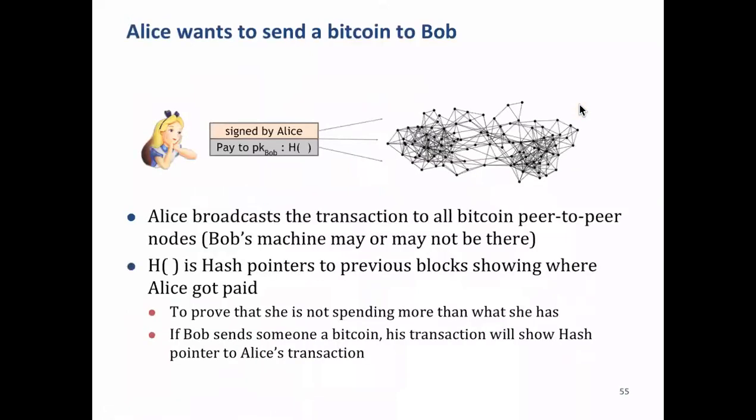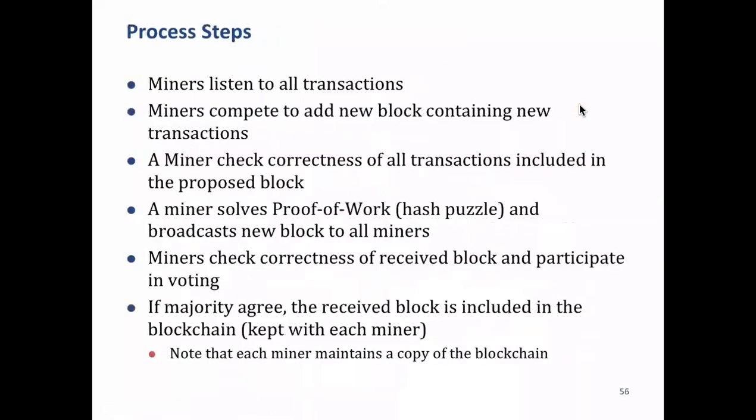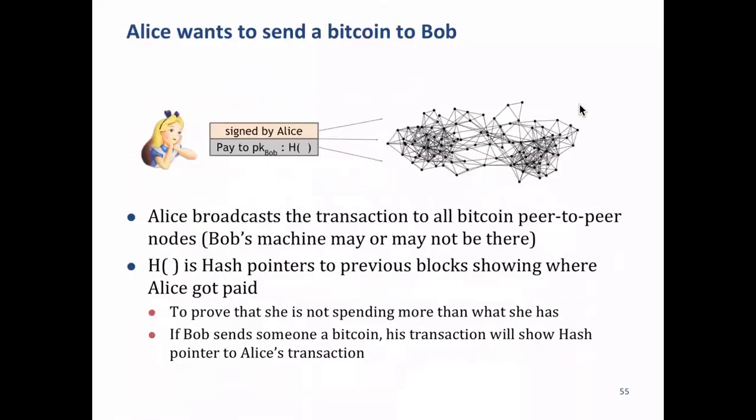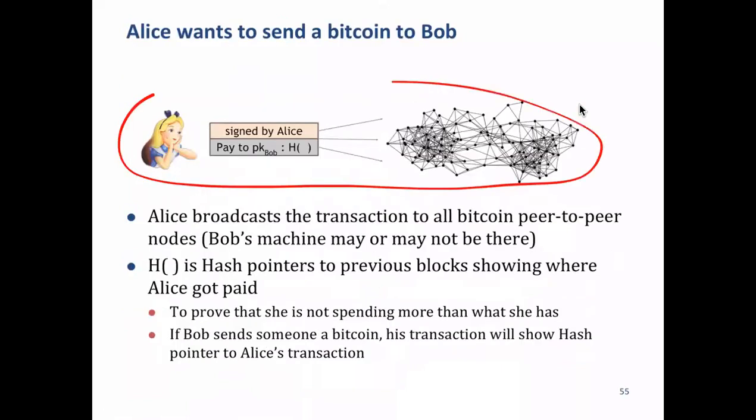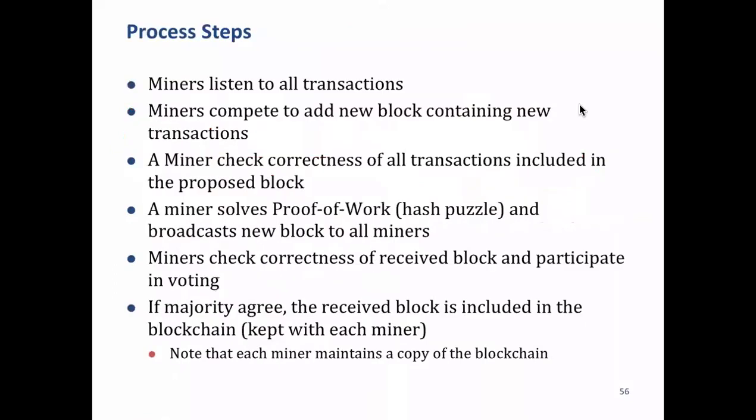All right. So the process steps are very simple. Alice first broadcasts to all whatever transaction she has created, which will of course have a hash pointer and also other information. All miners listen to all transactions that are happening in that closed network.